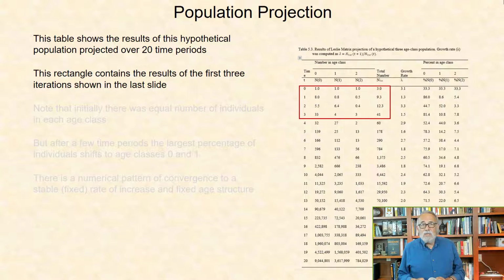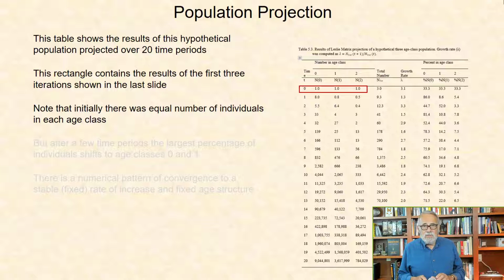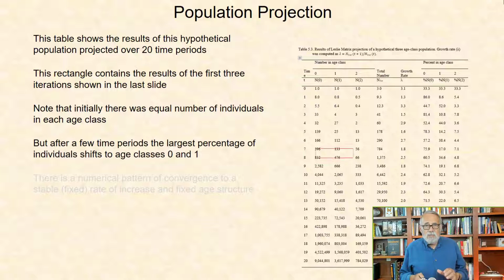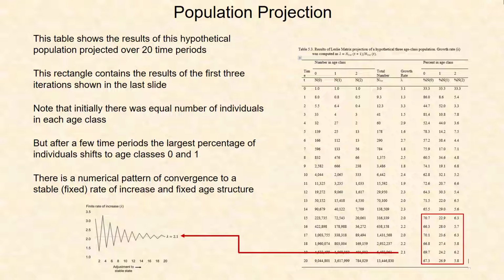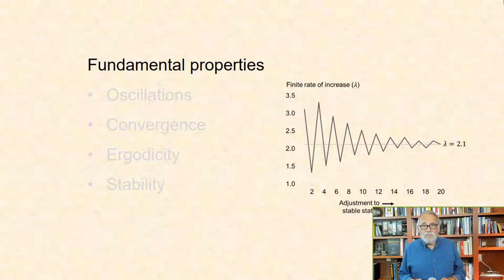This rectangle contains the results of the first 3 iterations shown in the last slide. Note that initially there were equal numbers of individuals in each age class, but after a few time periods, the largest percentage of individuals shifts to age classes 0 and 1, that is, the younger ones. There is a numerical pattern of convergence to a stable or fixed rate of increase and a fixed age structure. Note that in this relatively simple projection model, there are several fundamental properties of populations that can be identified.